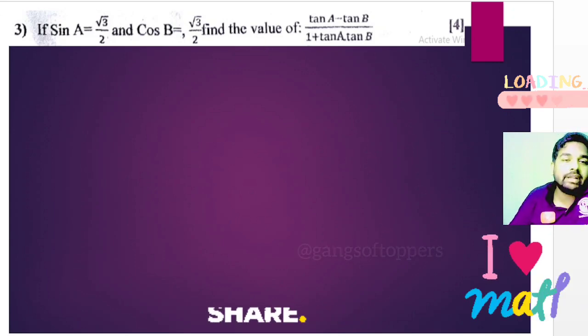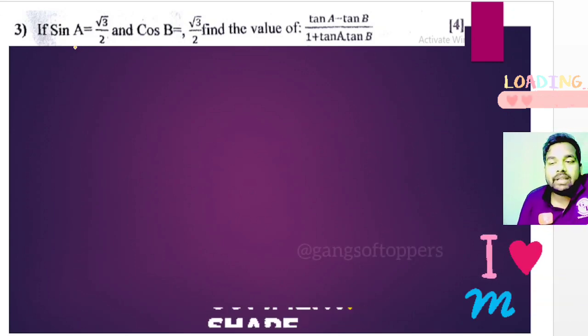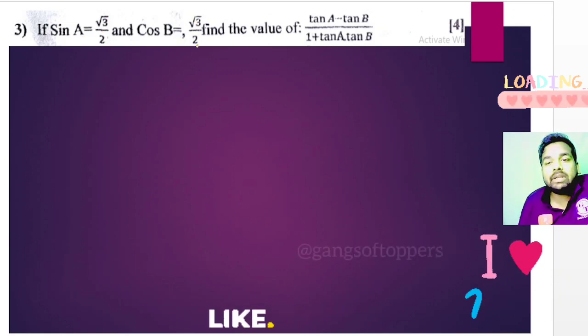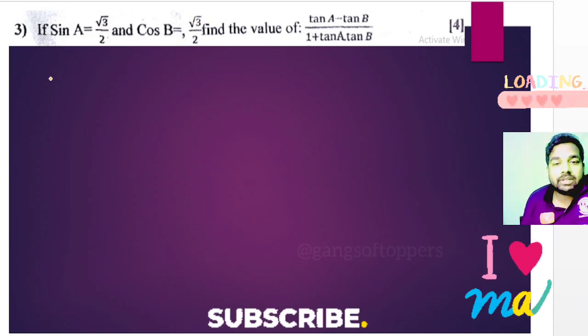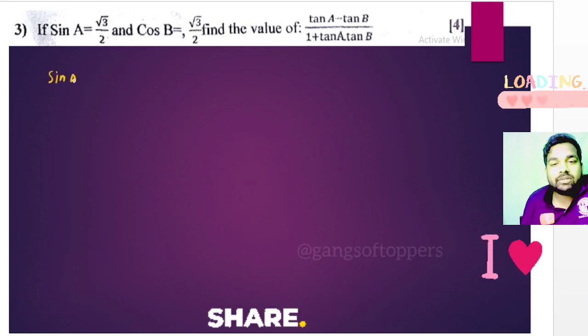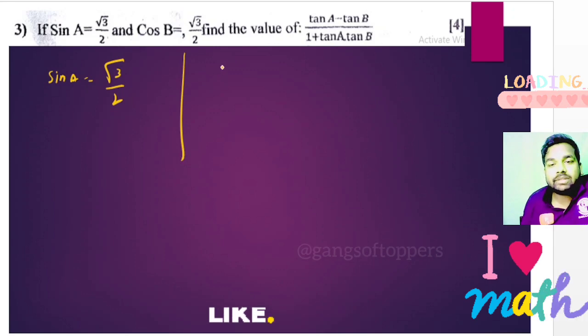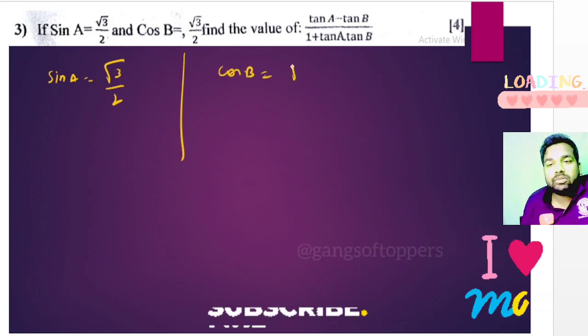It is asking from the trigonometry part. It is saying that sin A is equal to root 3 divided by 2 and cos B is equal to root 3 divided by 2. So just take these values. Sin A is equal to root 3 divided by 2 and cos B is equal to root 3 divided by 2.